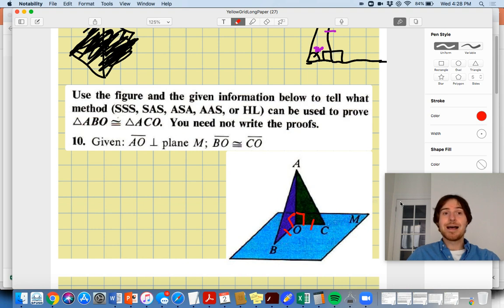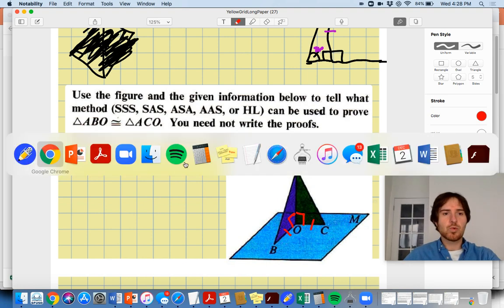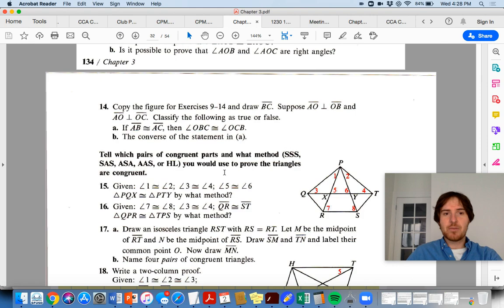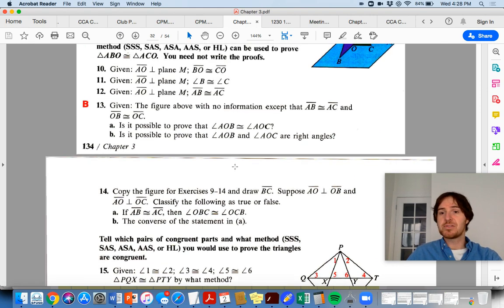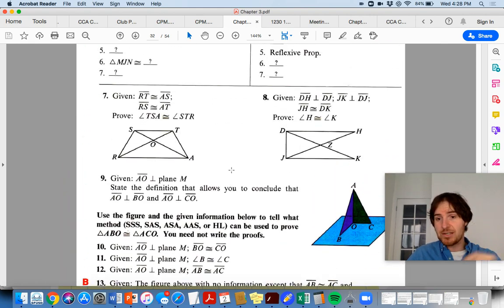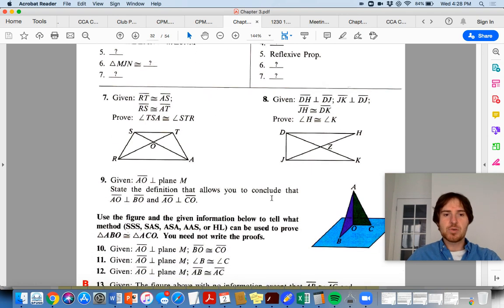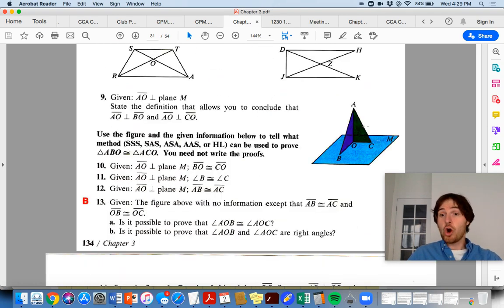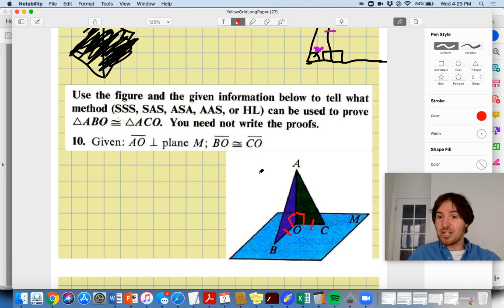So the question is, what can be used? In all these problems here, you're going to have problems 10, 11, 12, 13. Part of this is you're developing your reading skills this year, practicing reading math problems. In all these, the triangles are going to be congruent to one another, so you just need to figure out what reason. They're going to tell you if there's a potential that they're not congruent.